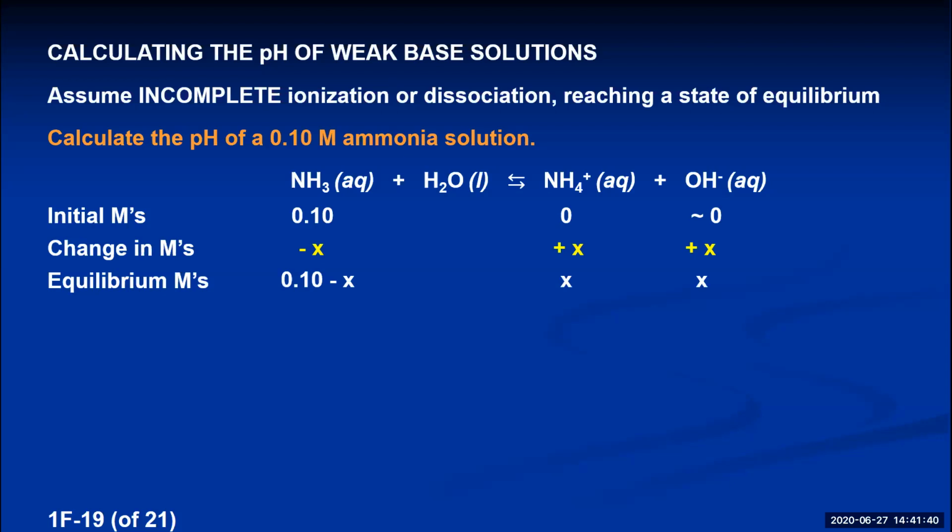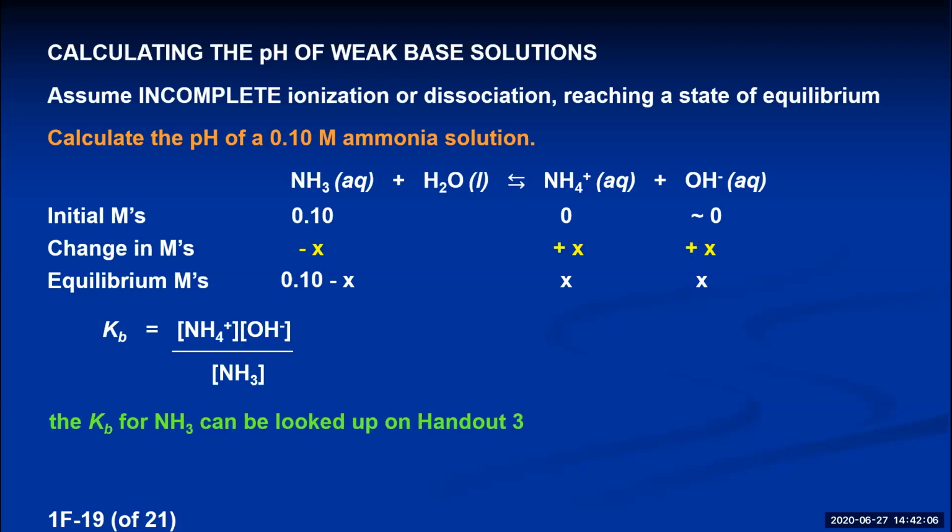These three equilibrium molarities are related to the equilibrium constant for this reaction, and the equilibrium constant for this reaction is called a Kb because the reaction is a base reacting with water. So the Kb is going to be products over reactants, ammonium molarity multiplied by hydroxide molarity divided by ammonia molarity. And if we have the value for Kb for ammonia, we can actually solve this. The Kb for ammonia can be looked up.